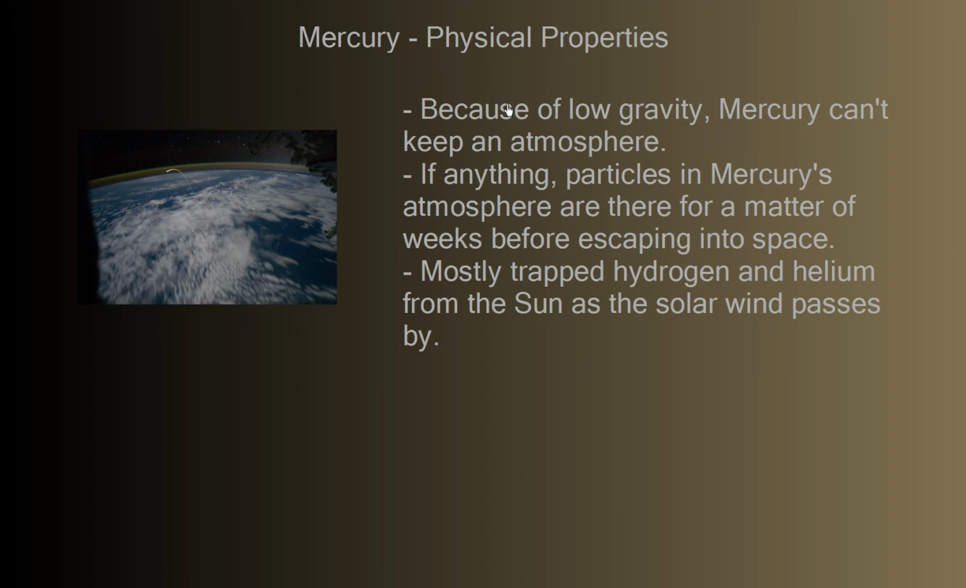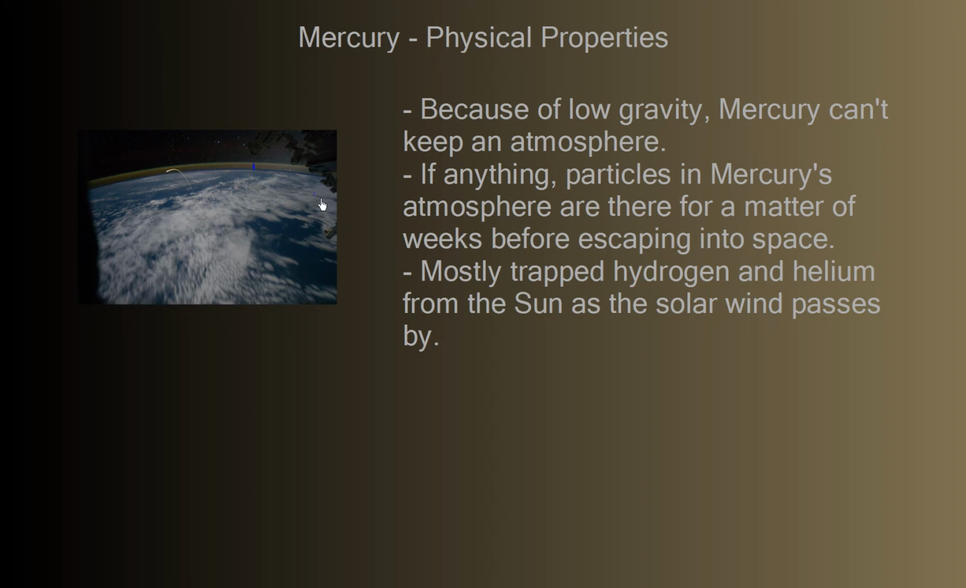Physical properties of Mercury. Because of Mercury's low gravity, it can't keep an atmosphere. The reason why we have such a nice protective atmosphere that we can breathe in and fly around in on airplanes with wings is that Earth's gravity is strong enough to hold a little bit. Nowhere near as strong as Jupiter or Saturn or those planets, which hold really thick, extremely dense and massive atmospheres. Earth can only hold a little tiny sliver.